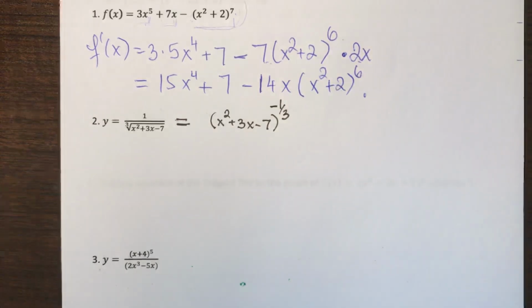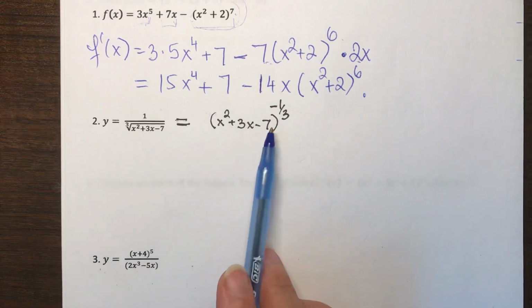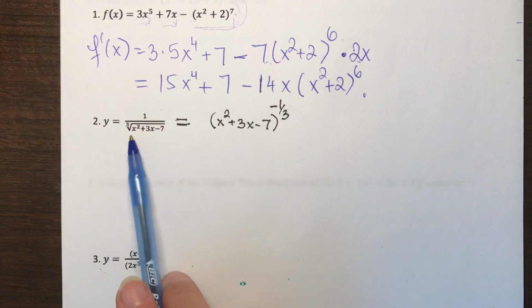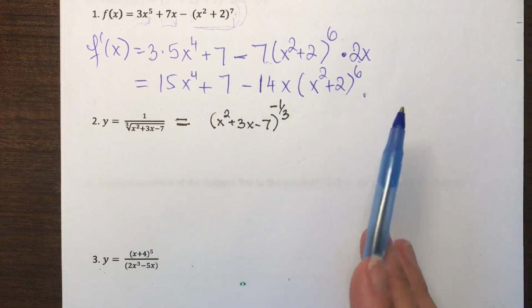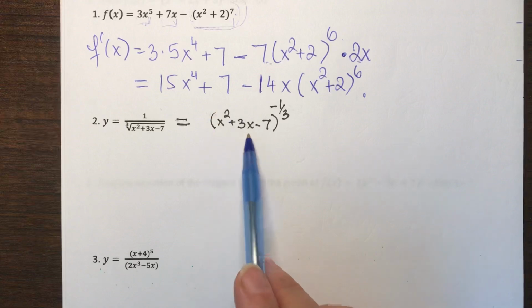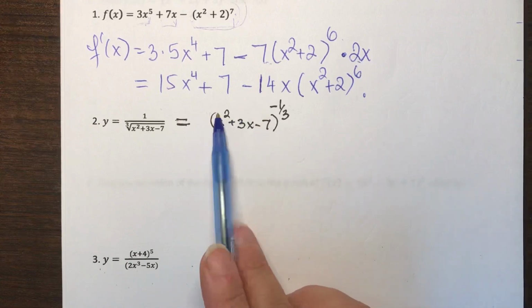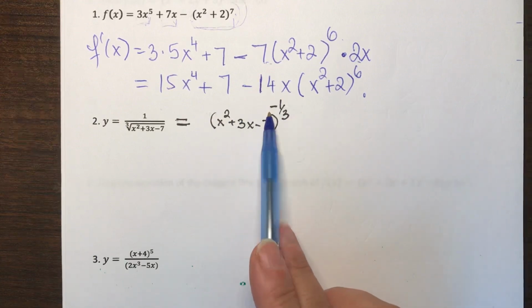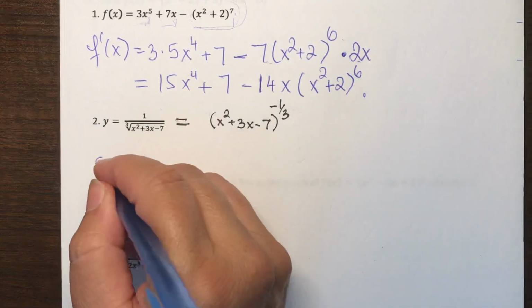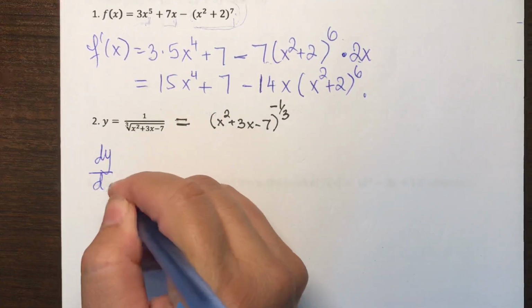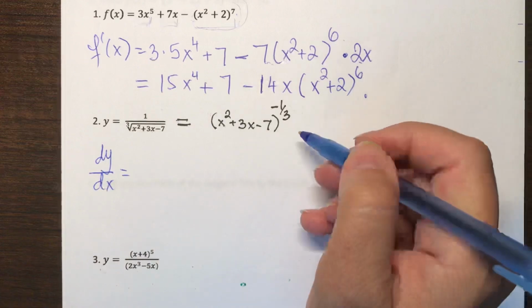Well, it means the exponent was negative, right? That's why they made it go down on the bottom in the first place. Good. So now it's perfect. I don't have a fraction. I don't have a radical anymore. It's just the composition of two functions, some inside function at an outside power. That's it. So what is the derivative of this function with respect to x?